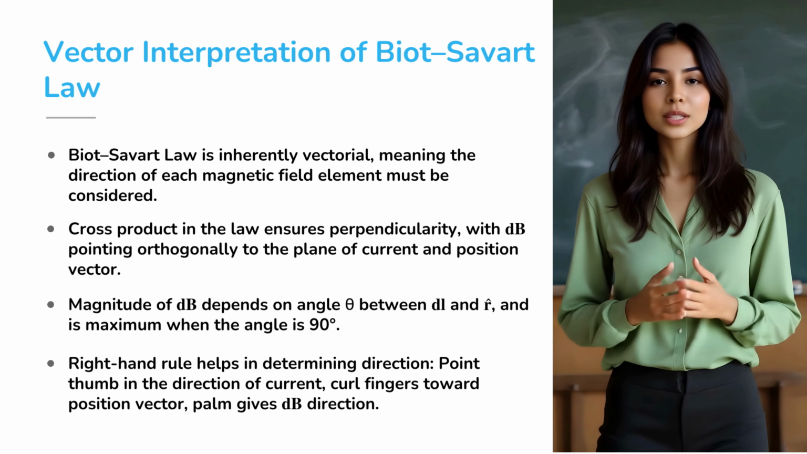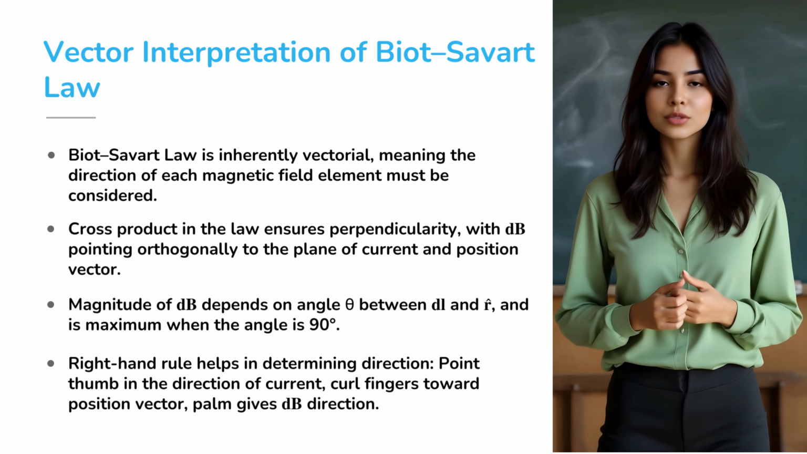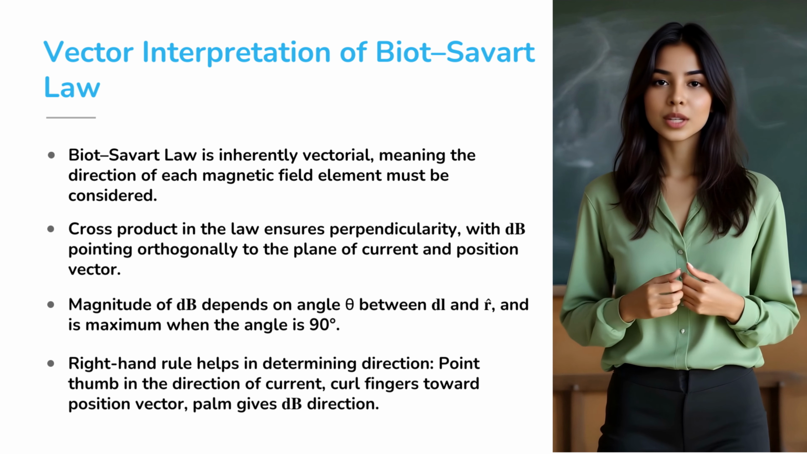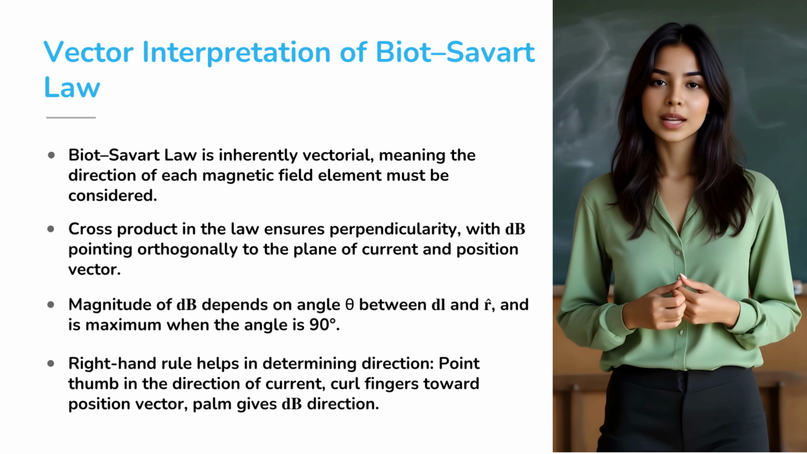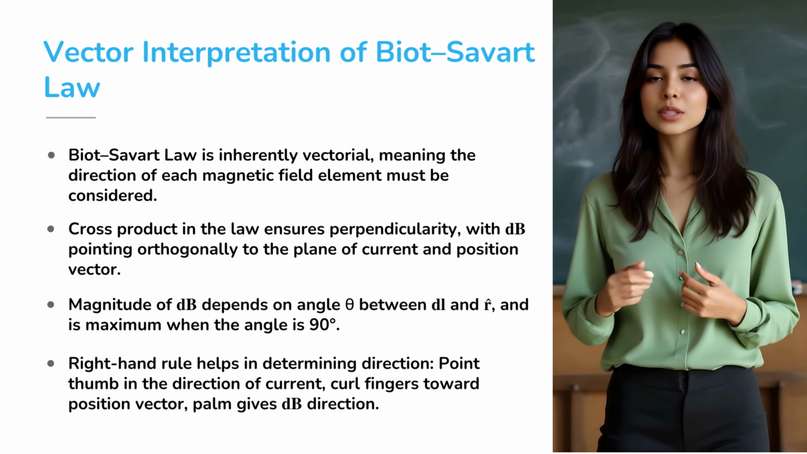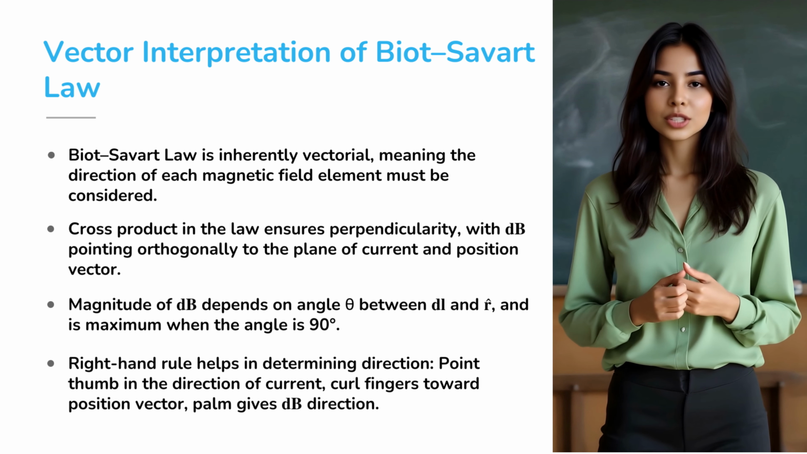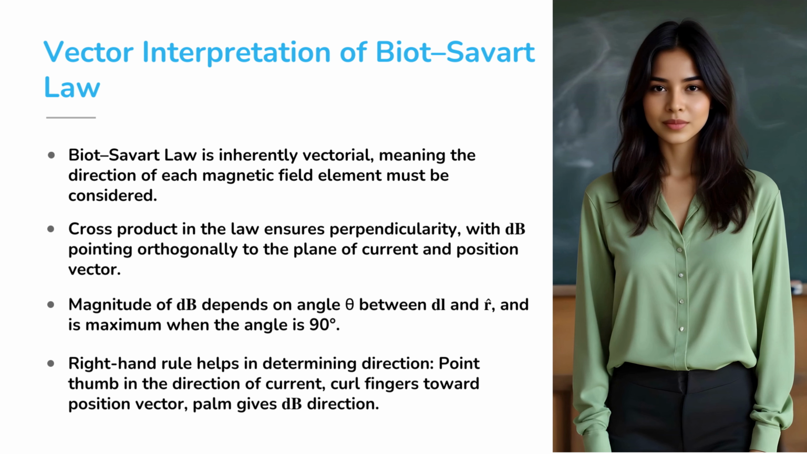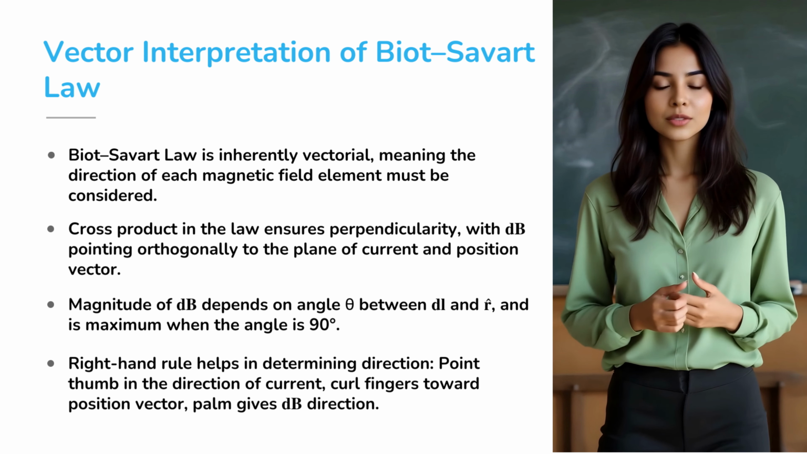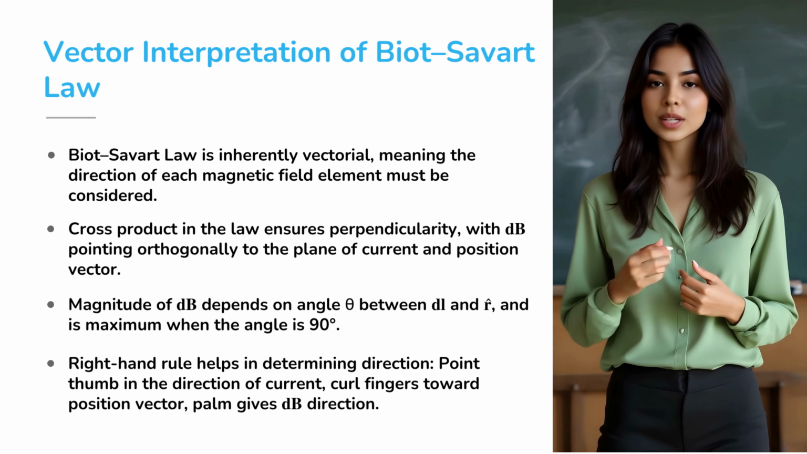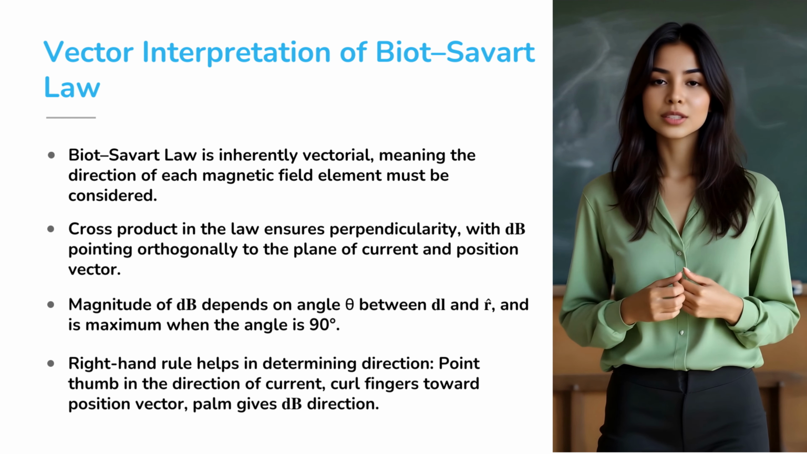Let's pause for a moment and appreciate the vector nature of this law. Because magnetic fields are vectors, we need to consider not just their magnitude but also their direction. The cross product between the current element and the position vector ensures that dB is always perpendicular to both. The size of the magnetic field depends on the sine of the angle between them. It's maximum when that angle is 90 degrees.